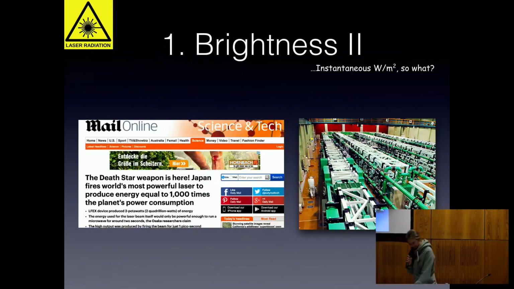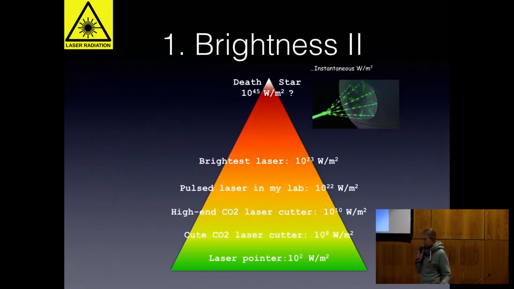There was a little side note. Talking about the Death Star, if you're asking me how bright the Death Star would be, it would probably be something like 10 to the 45 watts per square meter. It's a rough estimate.